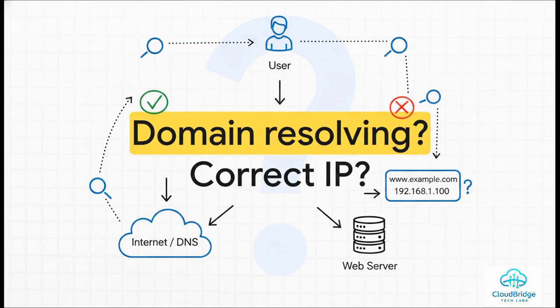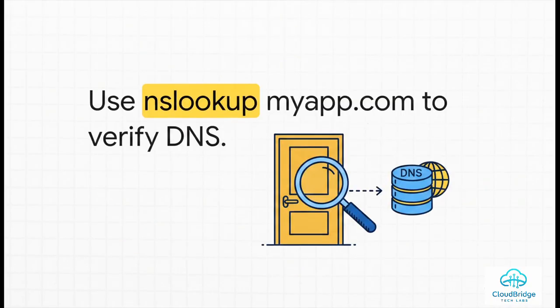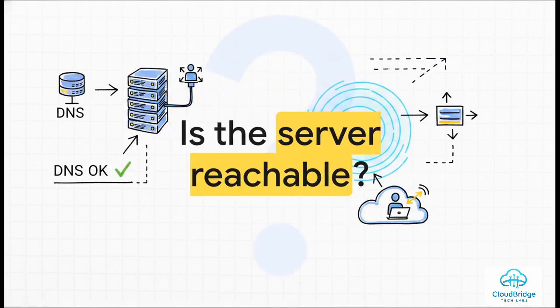We have to ask, is the domain actually resolving properly? And is it even pointing to the correct IP address? We verify this right at step 1 by simply checking the DNS. You just use nslookup myapp.com. If that fails, well, the problem isn't your server at all. It's your DNS records. Boom, you've just saved yourself hours of useless server debugging, literally just by checking the front door first. Now, if the DNS is totally fine and pointing to the right place, we step down a layer.